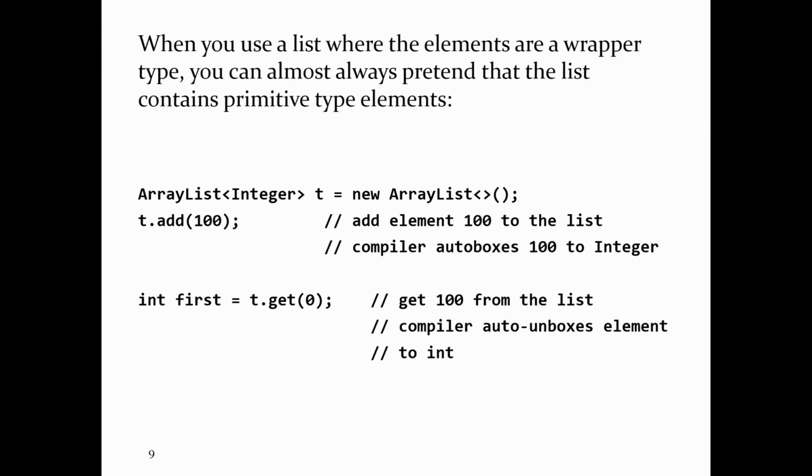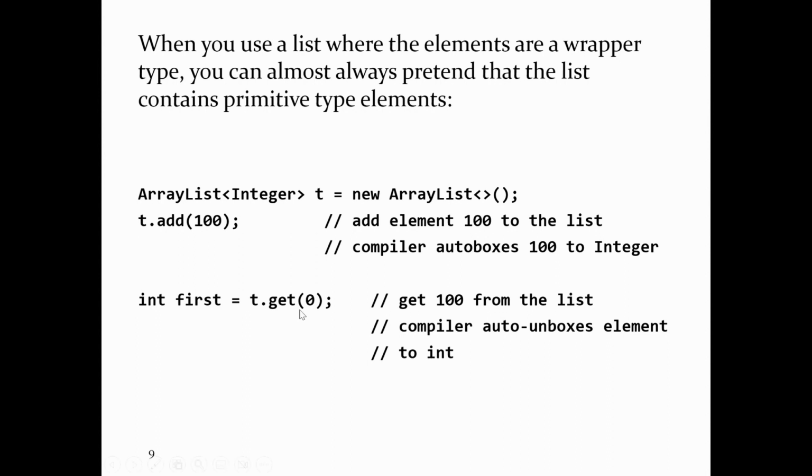So you can almost always pretend that your list of the wrapper type really just contains a bunch of primitive types. In other words, you can just pretend that ArrayList of Integer really is an ArrayList of int. For example, I can add the value 100 to the end of the list. The add method adds to the end of the list. That 100 is an int. Its type is int. It's not BigInteger, but the compiler will take care of that for you. It takes the 100, wraps it up in an Integer object, and then adds that to the list.